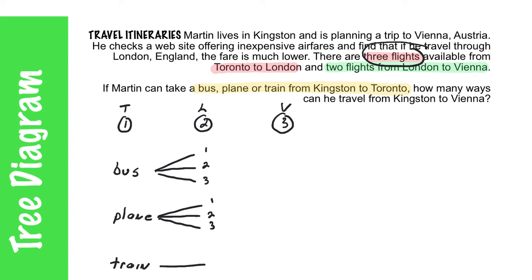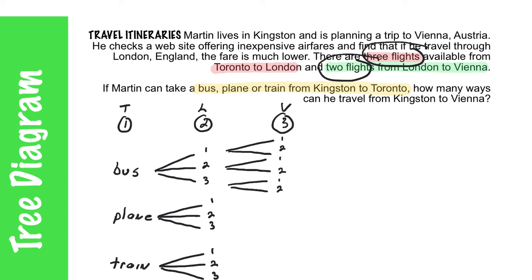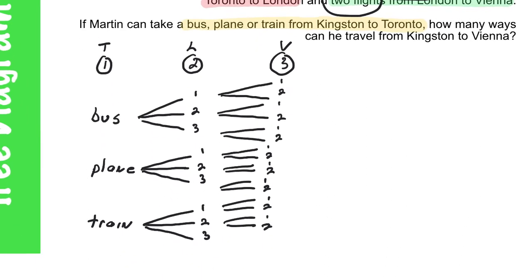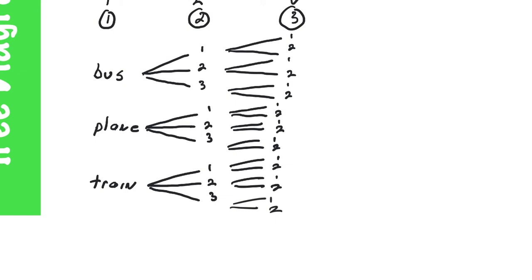So I'll do that for each of the choices: the bus, plane, and the train. And once you're in London now, you have 2 flights from London to Vienna. So each one of these has 2 more arms of the tree. Branches, I suppose, is the correct word. So there's our branch. And I'm going to number them 1 and 2. And I'm getting really small. 1, 2, 1, 2, 1, and 2. So now if you look at the last column here, if you count the number of ways you can get from Kingston to Vienna, you'll notice that there are 18 different paths from Kingston all the way to Vienna.